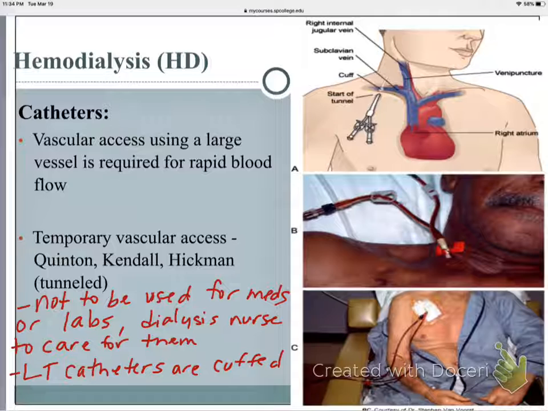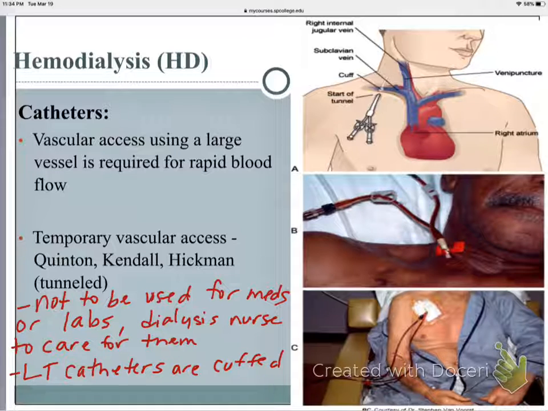We do not use these to give medication or to draw blood. Only the dialysis nurses will be caring for them, because the dialysis nurses will be putting in a significant amount of heparin. If we were to use these catheters and flush them, we'd flush away the heparin and potentially cause a clot to occur, and then these catheters would be no good anymore. So that's why we're not to touch them as regular nurses on a med-surg unit. We only let our dialysis nurses care for them.